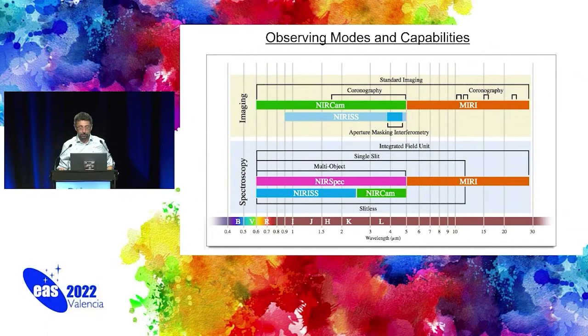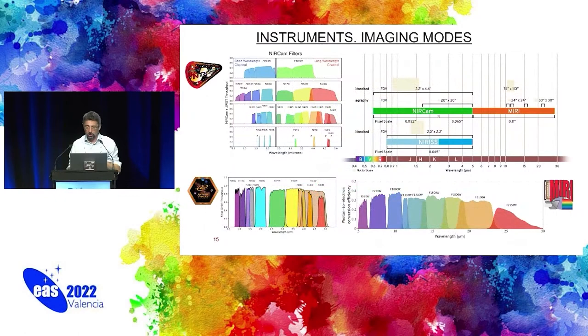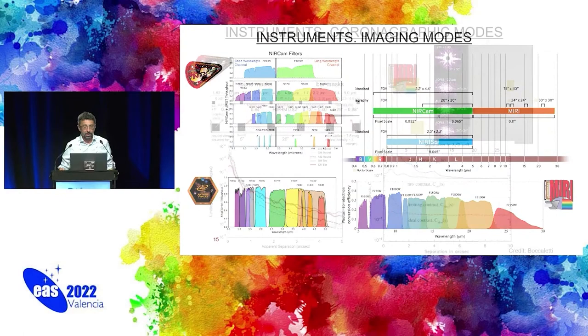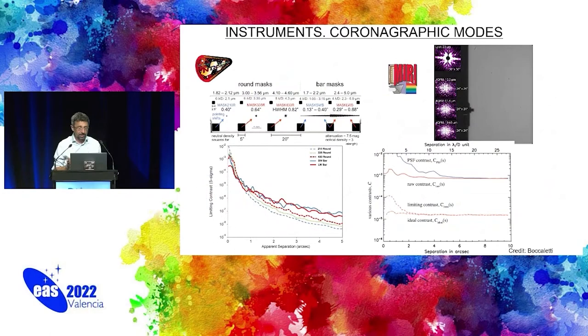And these are summarized in this chart, but if we now focus on the imaging modes, it essentially has cameras which have pixel scales to properly sample the diffraction-limited PSF at several wavelengths, with a field of view up to nearly 10 arcminutes square and a huge range of filters from narrow band to broad band. It also has coronagraphic capabilities all the way to the mid-infrared, both with NIRCam and MIRI.